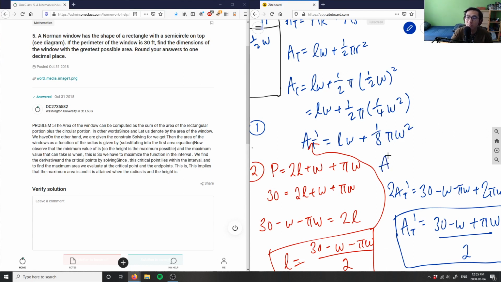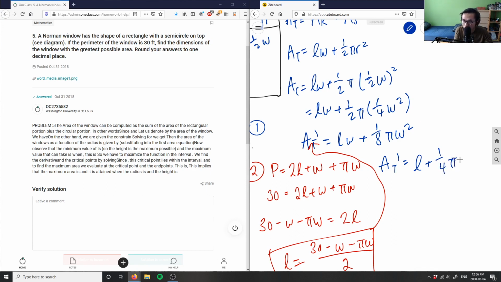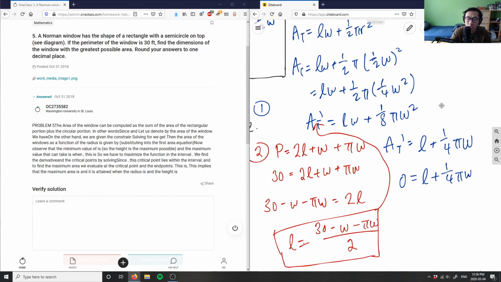I'm taking the derivative here. Let me erase these guys. Should have clicked the picture now. I kind of regret doing all this work for nothing. But A prime equals, again with respect to w, L plus 1/8 pi times w, and I'm going to move this 2 downwards. So 2 times 1/8 becomes 1 quarter pi w. This is the derivative of my function. I'm going to set it to 0, which equals L plus 1 quarter pi w, and this would be the maximization of my area.